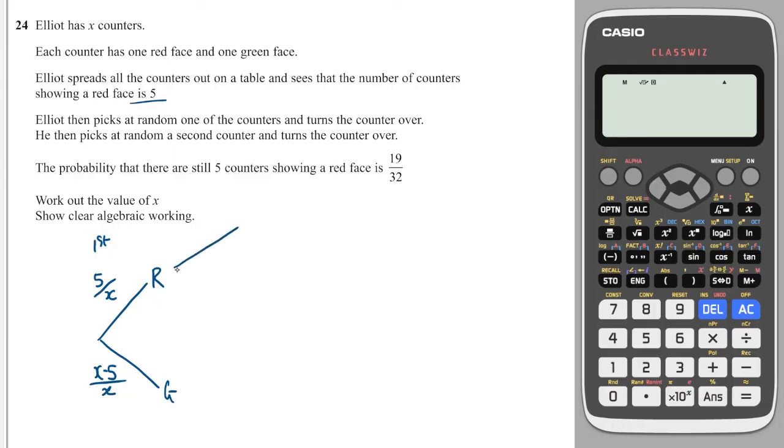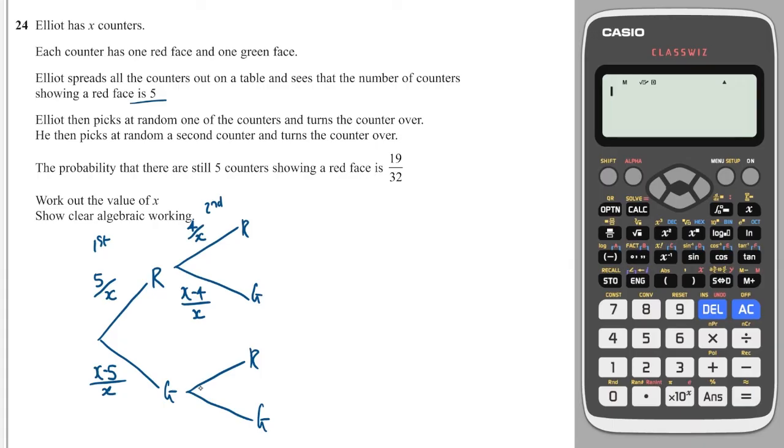Okay, now we need to look for the second pick. So second pick, again it could be red or green. Now if I picked a red, then there's one less red to pick from. So that'll be 4 over x. If I picked a red, then I flipped it over, which has turned it green, which means there's now an extra green to pick from. So before there were x minus 5, I need to add 1 to that, so it's x minus 4, and again over x.